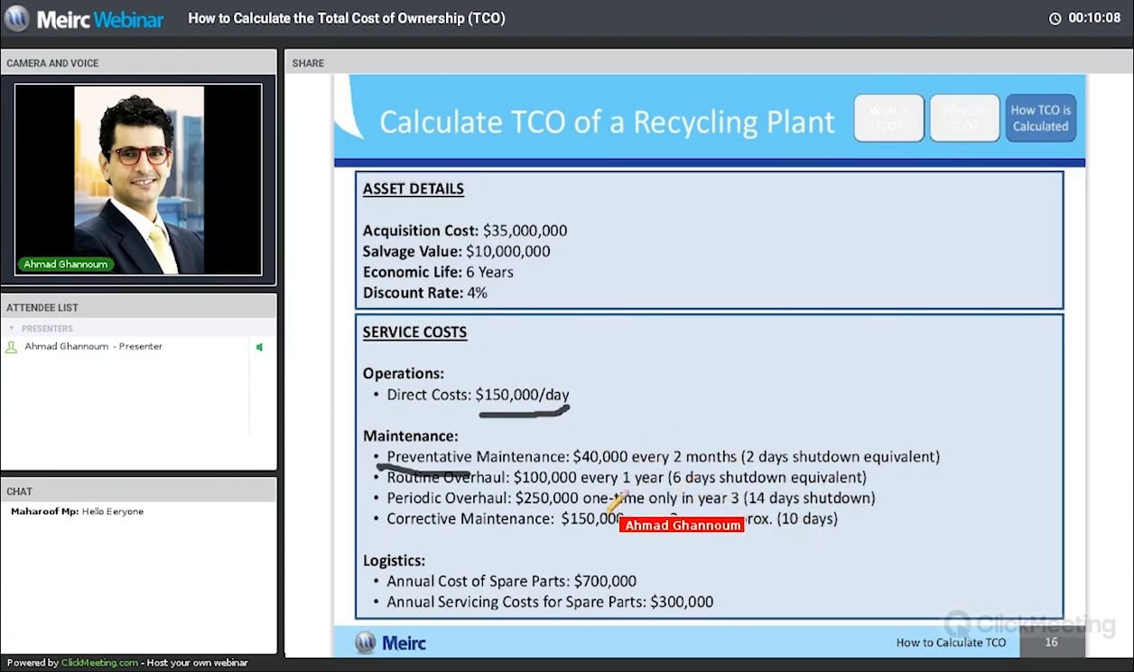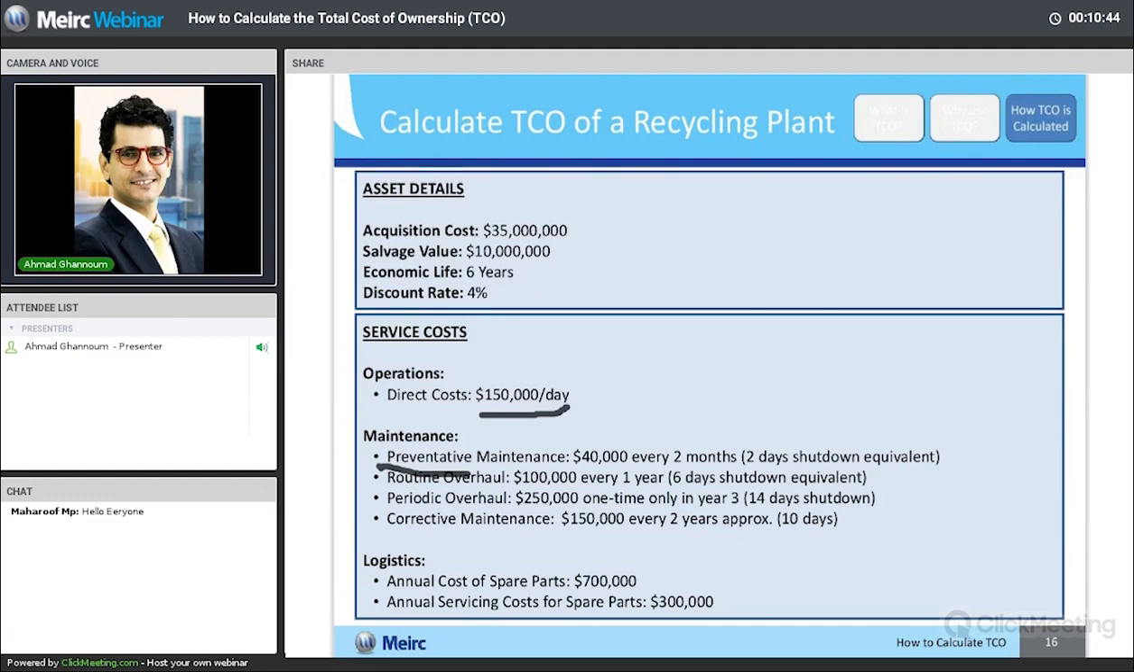6 days shutdown equivalent, periodic overhaul $250,000. We're going to say this is going to be planned for one time only in year 3, and this is the largest maintenance, 14 days shutdown. You should also plan for corrective or breakdown maintenance. So we've budgeted here for $150,000 every 2 years, and this is going to yield 10 days of shutdown per operation.